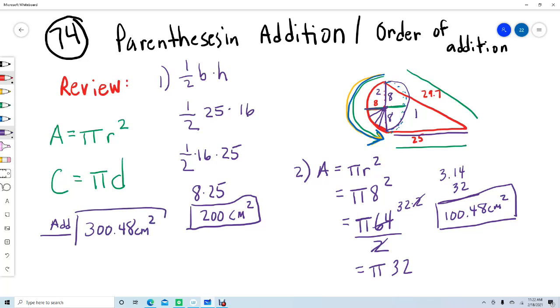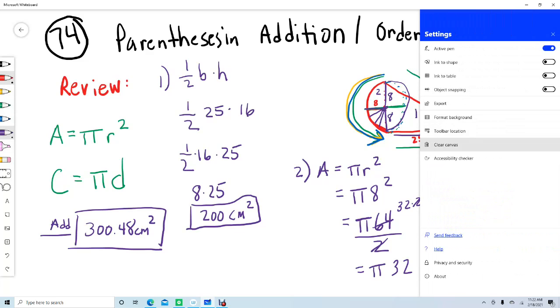Don't get too wigged out when you see this shape. It's not hard. Remember your formulas for circle. Apply them to the semicircle, for circumference, and for area. Okay, and you'll be fine. All right, let's see. I'm going to clear this canvas here.